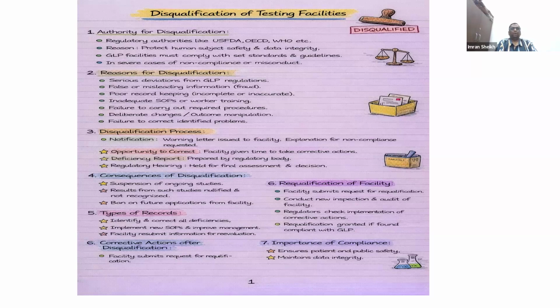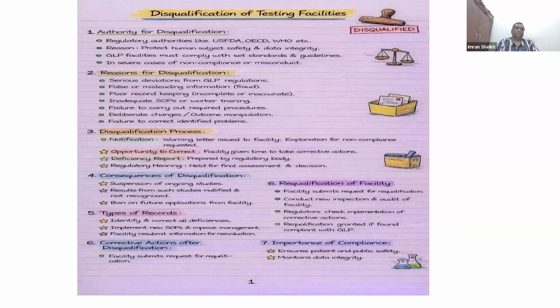Thereafter, what are the consequences of the disqualification? The first consequence would be suspension. Suspension from what? Suspension from the ongoing studies. Second, the results will be nullified and not recognized. Unrecognizable results will be there. Thereafter, a ban on future applications from the facility.